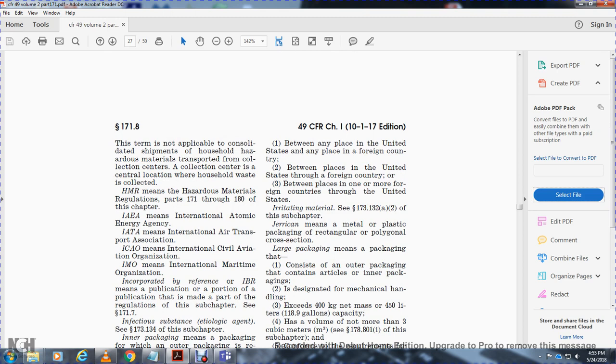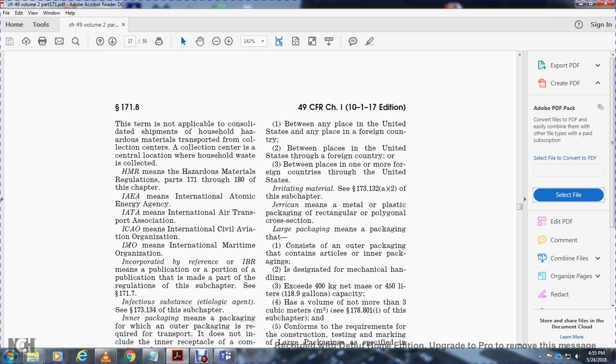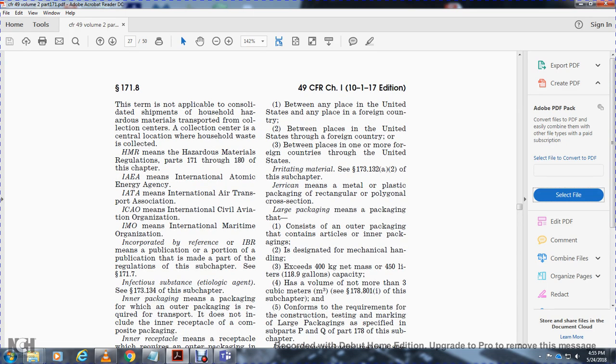Irritating material is defined in 173.132. Large packaging means a packaging that consists of an outer packaging which contains articles or inner packaging, that is designed for mechanical handling and exceeds 400 kilograms net mass or 450 liters (118.9 gallons) capacity, with a volume of not more than 3 cubic meters. The requirements for the construction, testing, and marking of large packaging are specified in subparts P and Q of part 178 of this chapter.